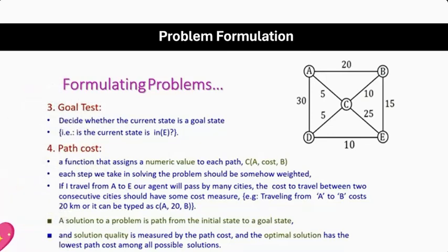If I travel from A to E, so our agent will pass by many cities. The cost to travel between the two consecutive cities should have some cost measure. Example, traveling from A to B costs 20 kilometers. Kilometers pala yan. Yun yung problem, yung layo, no? Or it could be typed as the instance of C is in the A having 20 kilometers going to B. So, ganun yun, di ba?